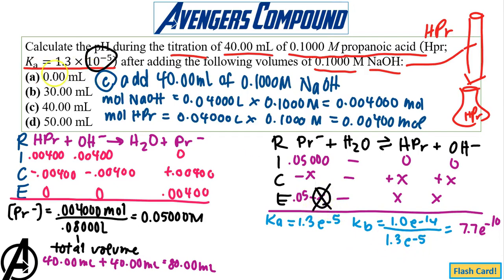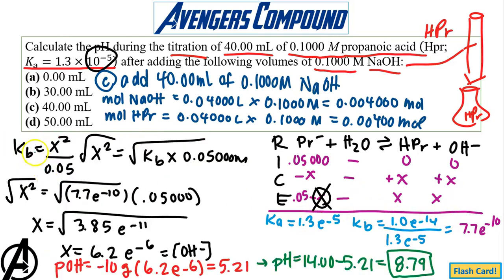We're only given Ka. Well, in order to get Kb, you're going to take Kw, which is 1.0 times 10 to the negative 14, and divide it by your Ka value, which is 1.3 times 10 to the negative 5. That's going to equal 7.7 times 10 to the negative 10, which again is a small enough number that we can make an assumption. So all we do now is use this ICE table to solve for x.